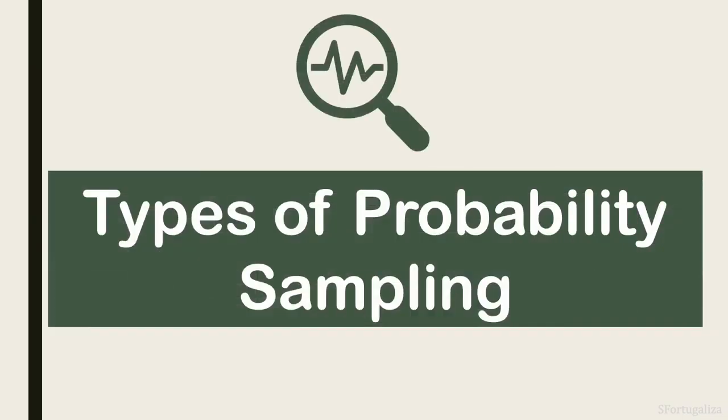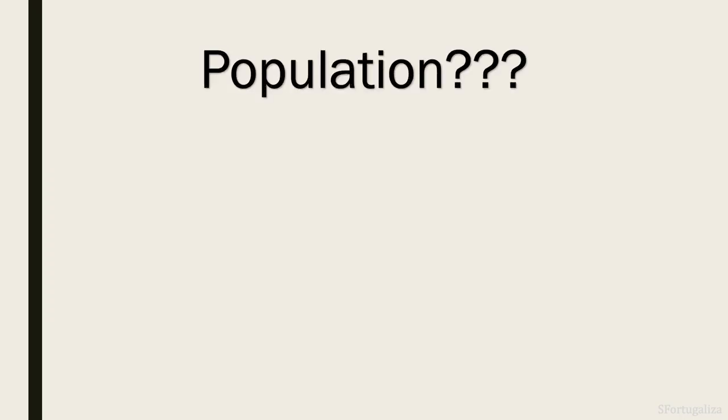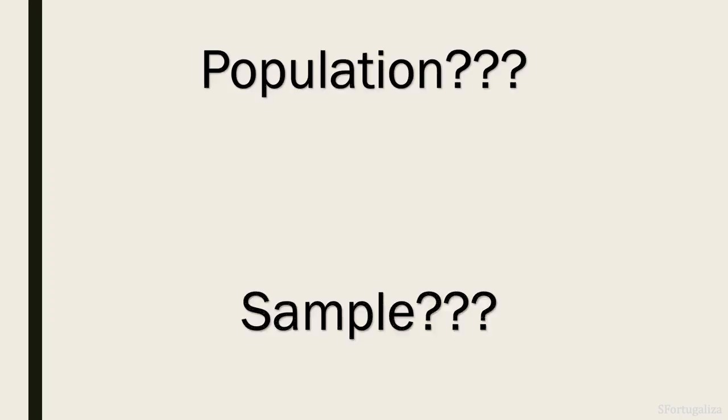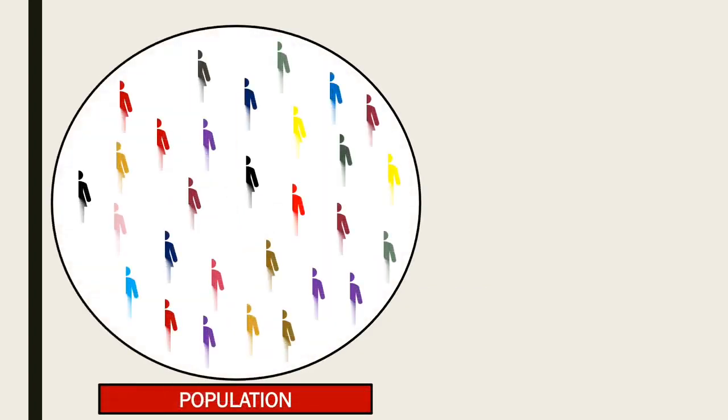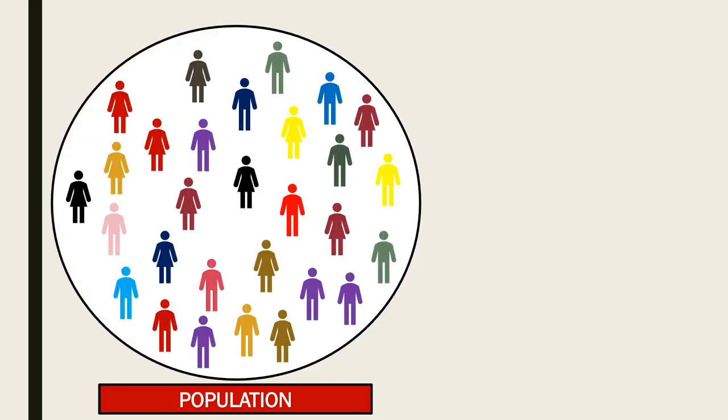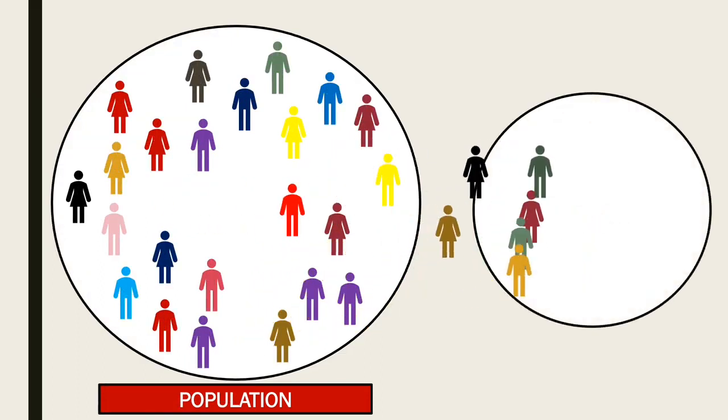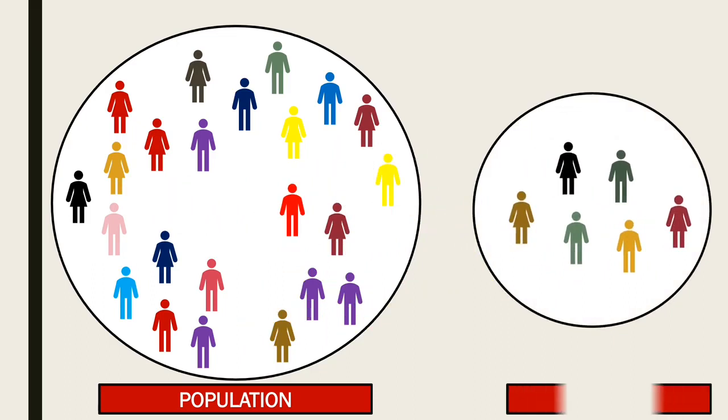In this video, we are going to learn the different types of probability sampling. But before that, we need to learn the difference between a population and a sample. A population is an entire group that a researcher wants to draw conclusions about, while a sample is a subset of a population. It is a specific group selected for observation.